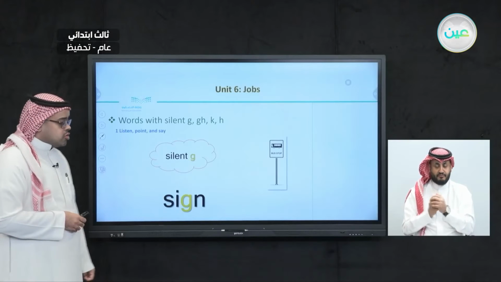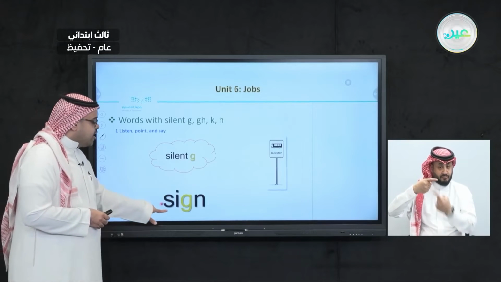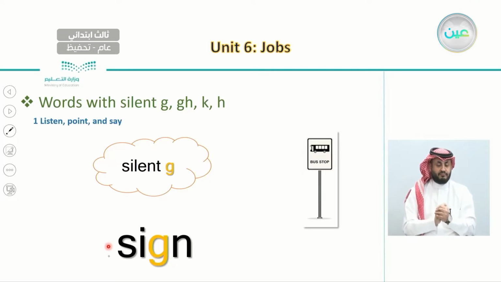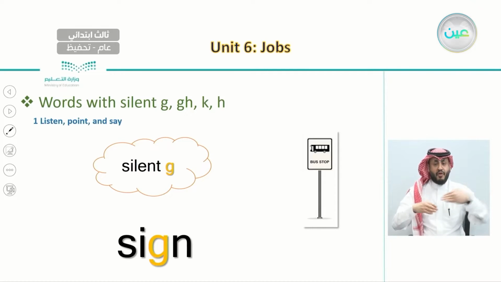The first word here is sign, sign. Repeat after me, sign, sign. So this is a sign, like a no barking sign, or a bus stop sign. This word has one silent letter, which is G. G here is silent. We don't pronounce G.